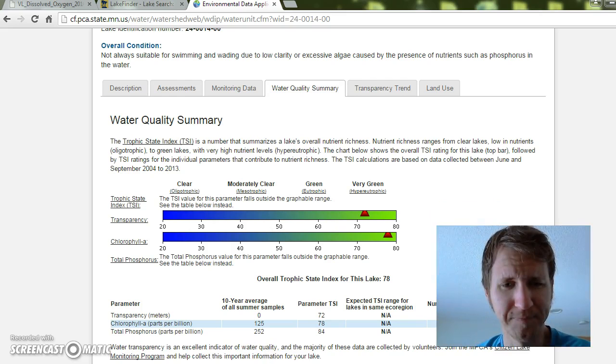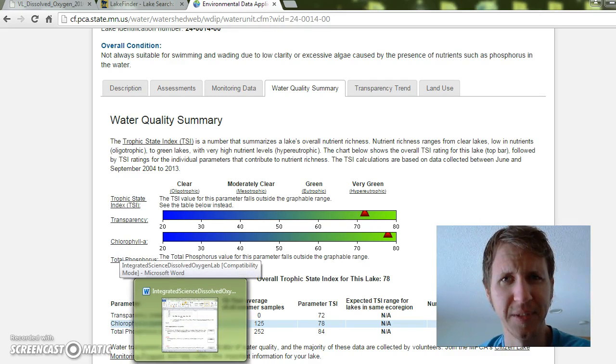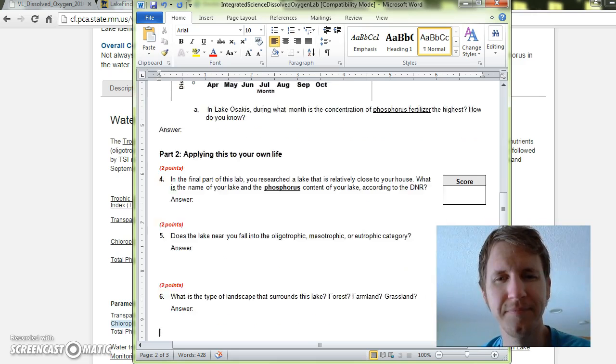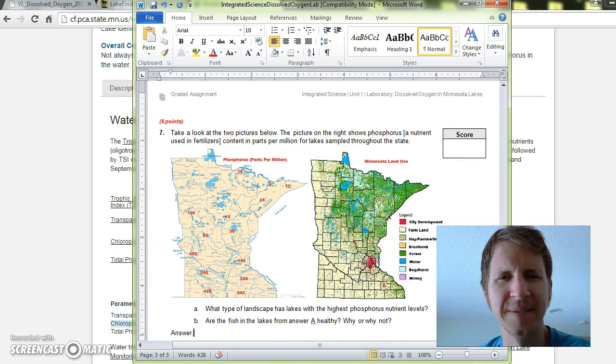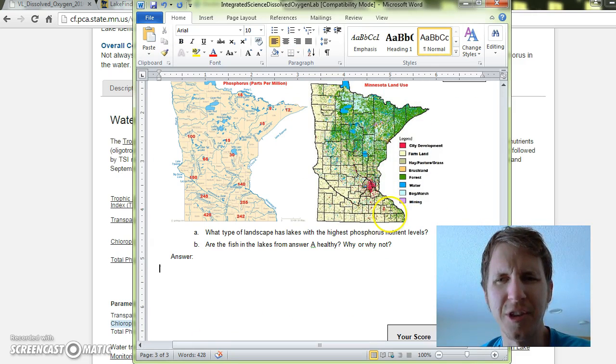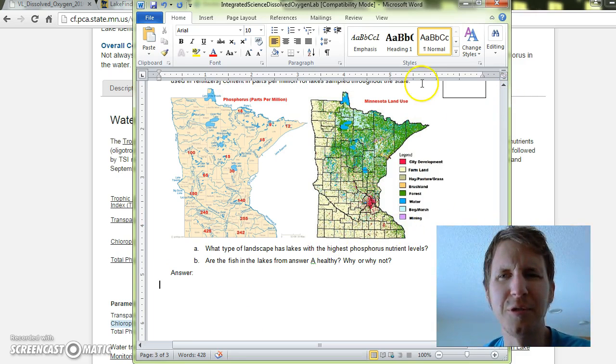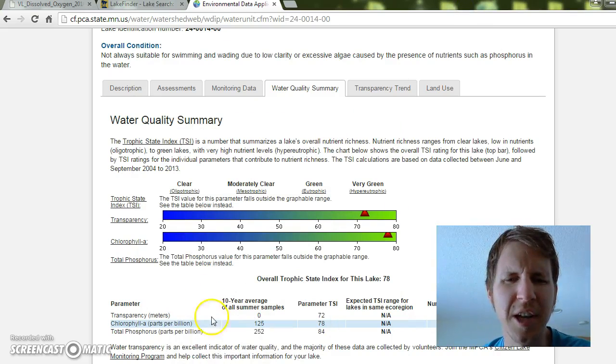I'll answer a few questions here related to this, and then we will move on. Okay. For the last question, which type of landscape has lakes with the highest phosphorus nutrient levels, and are these fish healthy? Why or why not?